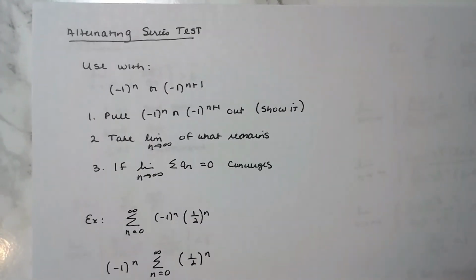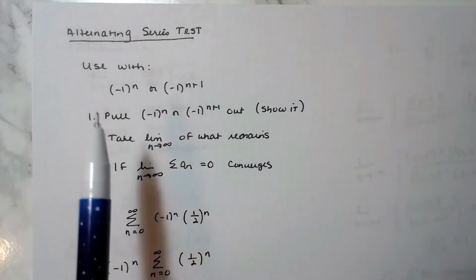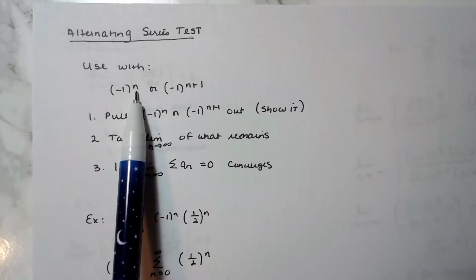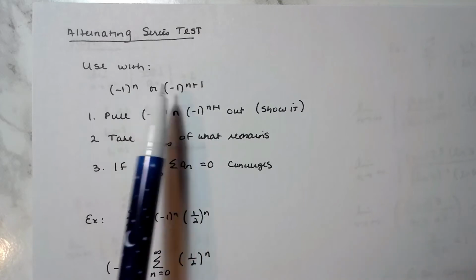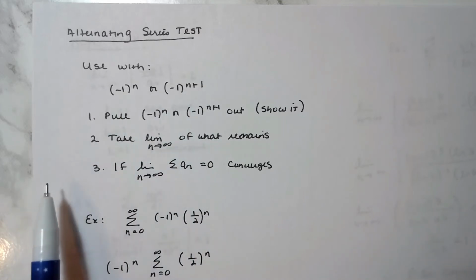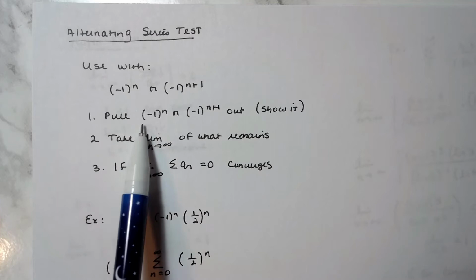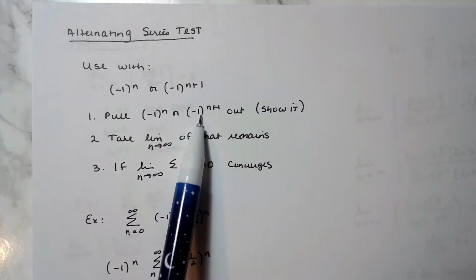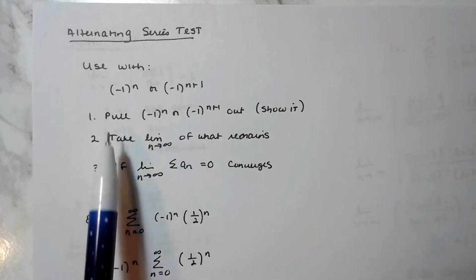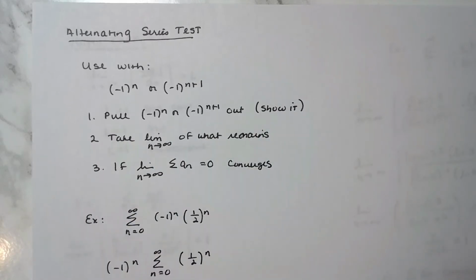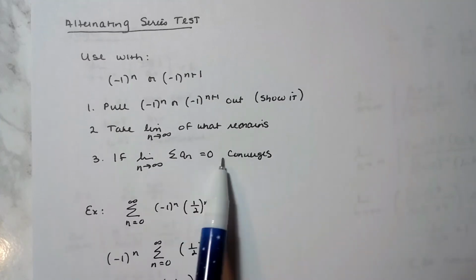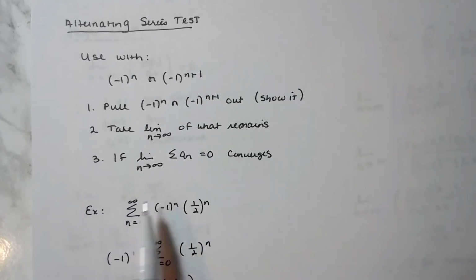Alrighty, alternating series test. We know to use this when we see (-1)^n or (-1)^(n+1), and there are some other renditions again, but this is mostly how you're going to see it. Just remember that we're going to pull that (-1), that thing that alternates the series, out. And you need to show that. You need to show the grader what you're doing and take the limit of what remains. If the limit equals 0, then we say the series converges by the alternating series test.